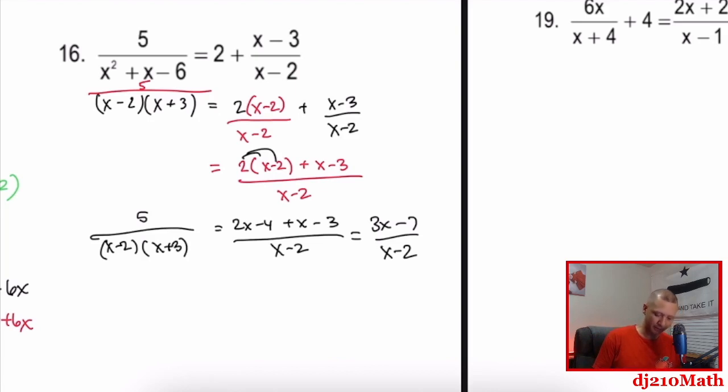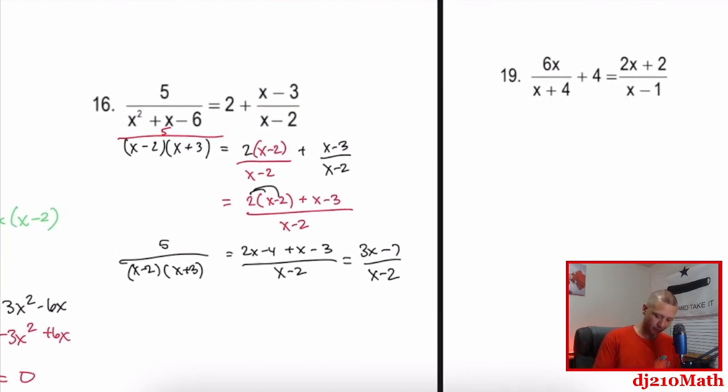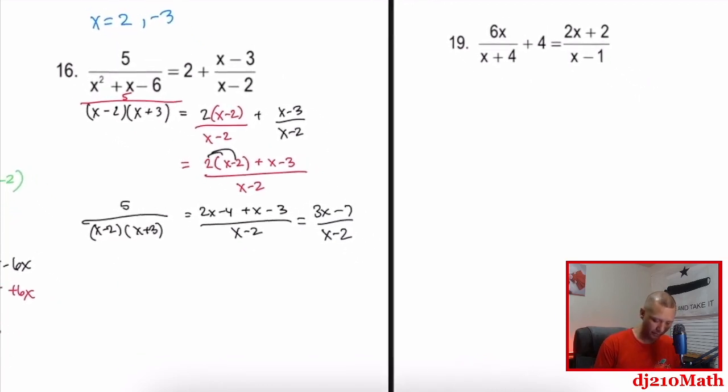Cross multiply time now. Or let's look at our bad answers real quick. If x is 2 or negative 3, so x equals 2 and x equals negative 3, those are our bad ones. That makes the denominator 0. So we want to exclude those if those come up.